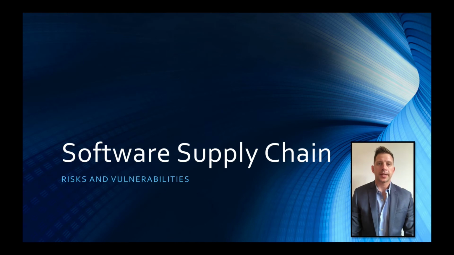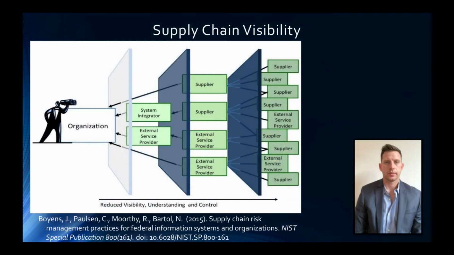Hello, my name is Zachary, and today I will be covering the risks and vulnerabilities of the software supply chain. A supply chain contains all of the components from creation to the end final product. Each link in the chain is a supplier or external service provider. As shown in the sample diagram, each supplier may have their own set of suppliers and service providers. In order for the organization to operate efficiently and effectively, each supplier in the chain must fulfill their requirements.